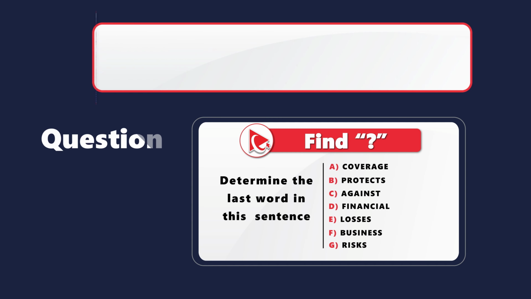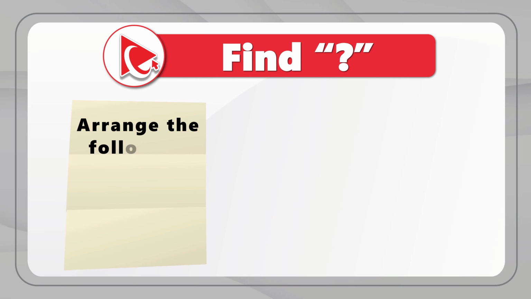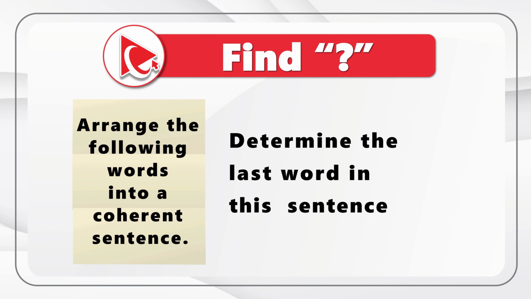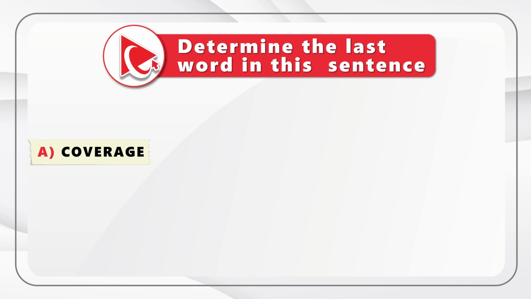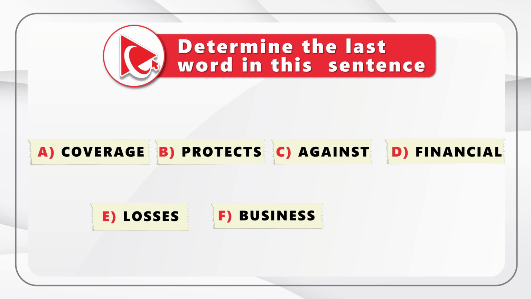Here's an amazing question to test your verbal reasoning and analytical skills. You need to arrange the words into a coherent sentence and determine the last word in this sentence. The words are A. Coverage, B. Protects, C. Against, D. Financial, E. Losses, F. Business, G. Risks. Take a close look, see if you can build this sentence and determine the last word in this sentence.